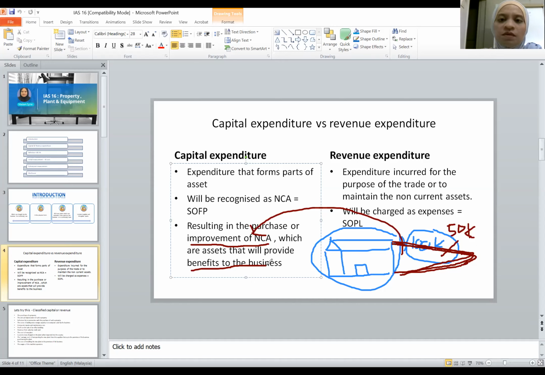Okay, so revenue expenditure is expenditure incurred for the purpose of the trade or to maintain the non-current asset. Dia punya keyword ialah maintain the non-current asset. Maksudnya you ada rumah dekat sini, you dah extend the kitchen and you ada maid. Kita ada pembantu rumah seorang dekat dalam ni. So what the purpose? Kenapa kita hire pembantu rumah? Because to keep the house clean. Untuk pastikan rumah you bersih. So this is referring to the maintain.